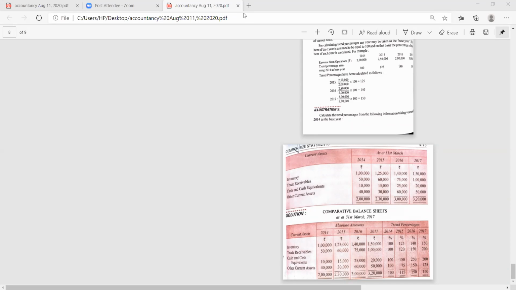When you are calculating the common size analysis of equity and liability, in that case, the total of the equity and liability will be taken as a common base. And when you do the statement of profit and loss, in that case, revenue from operation is to be taken as the total. And in the balance sheet, when you analyze the assets, the total of the asset is to be taken as a common base. I'm repeating.